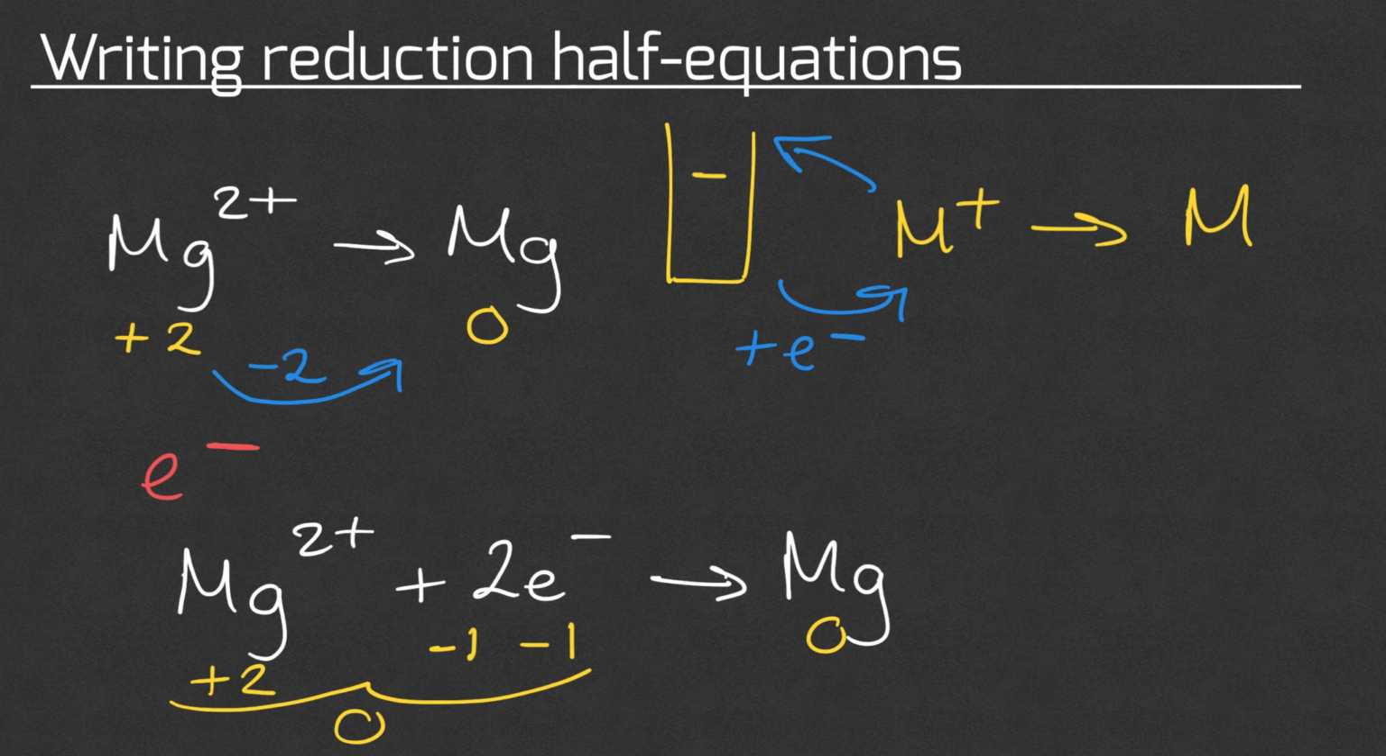So we can double check we've got the answer right by having a look at the total charges on each side. On the left-hand side, we've got a 2+ charge from magnesium. The electron has a negative charge, and there are 2 of these electrons, so we've got 2 sets of 1- charges. Well, positive 2 minus 1 minus 1 equals 0. We've got a 0 charge on the right-hand side because magnesium doesn't have a charge. Therefore, we've written a half equation.